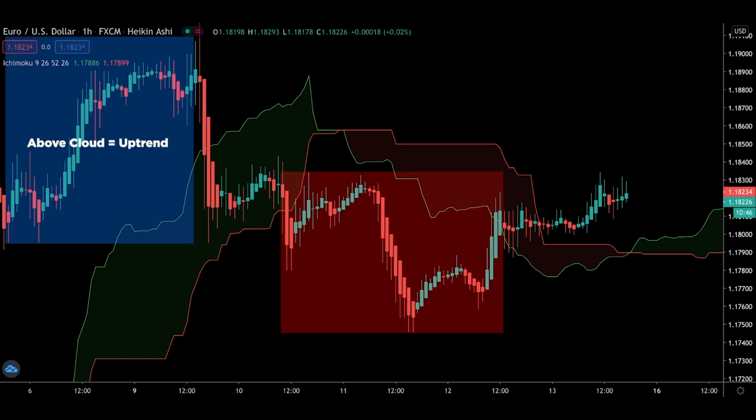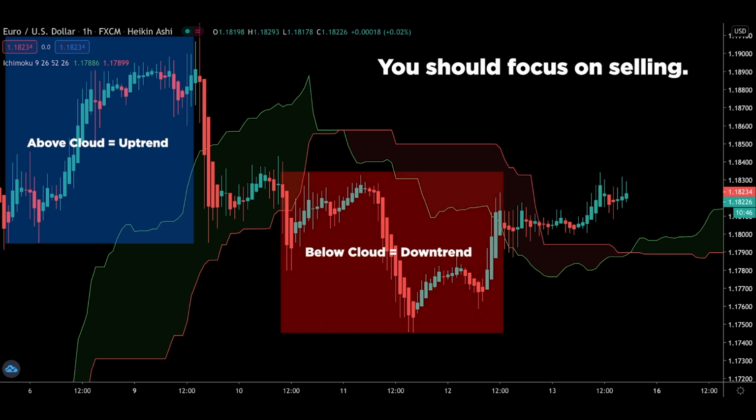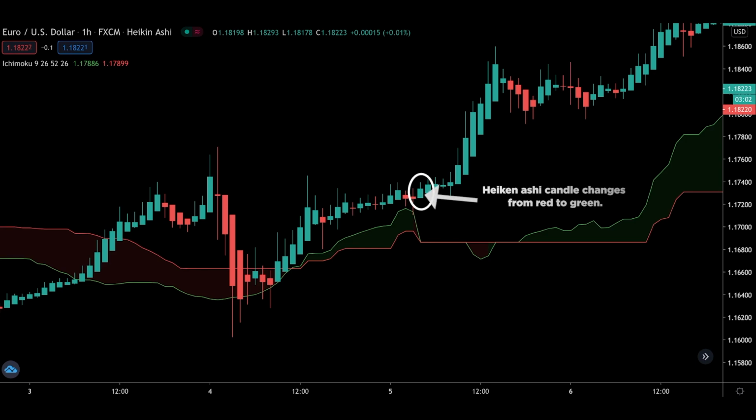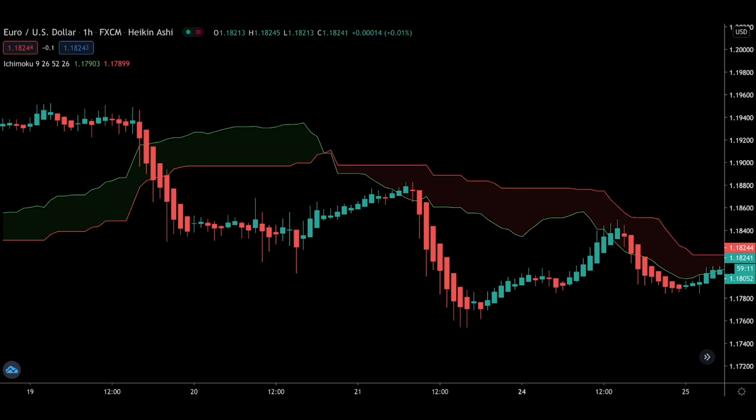Conversely, if you see that price is below the Kumo cloud, that's a sign that the price is in a downtrend and you should focus on selling. The longer price stays above or below the Kumo cloud, the stronger the trend and also the support and resistance level given by the indicator. You want to buy when the Heiken Ashi candle changes from red to green with the price above the cloud. The Kumo cloud should be green. The opposite is also true for a bearish scenario.